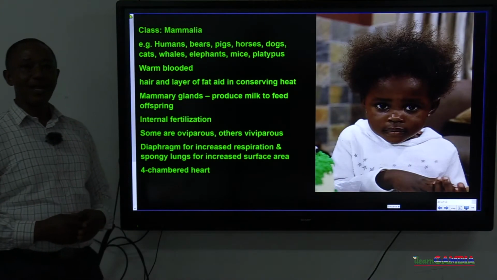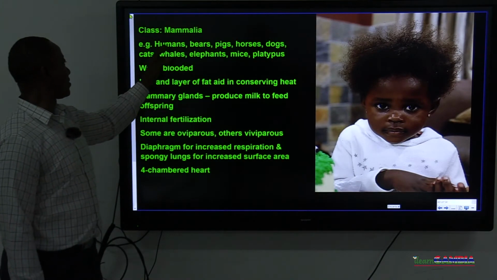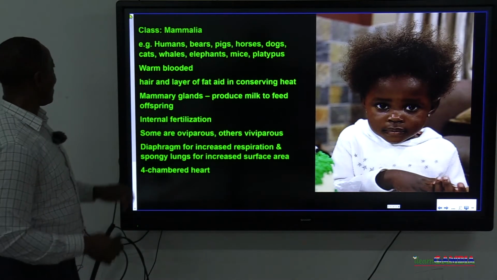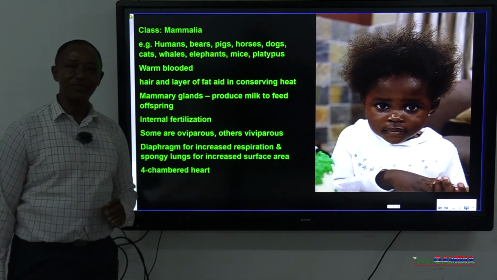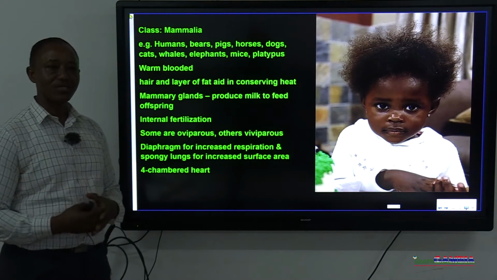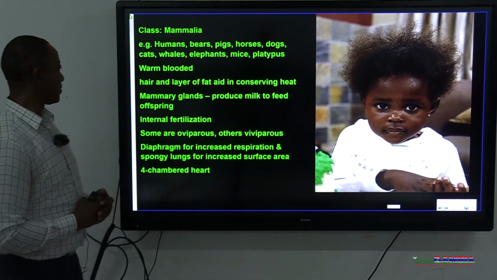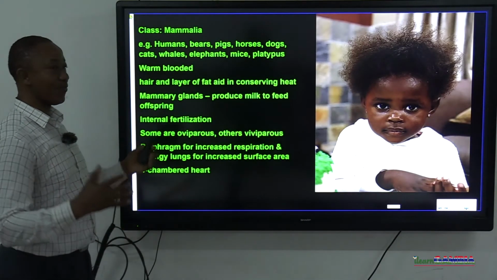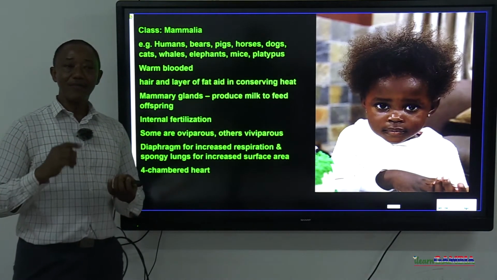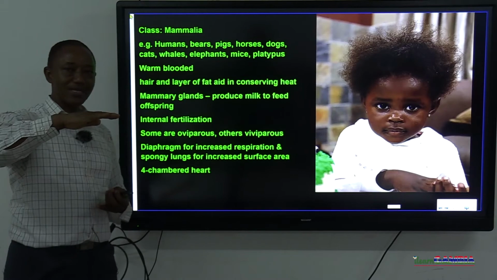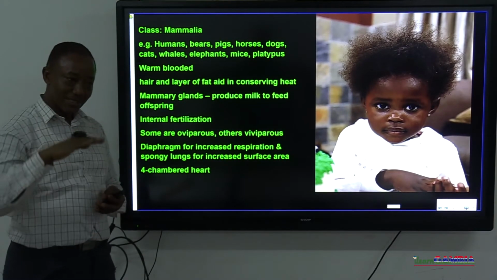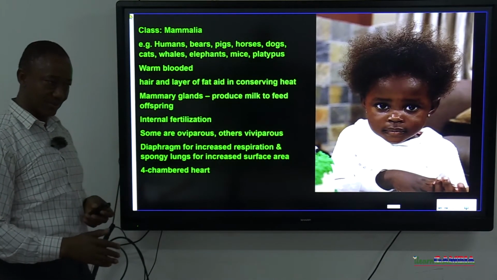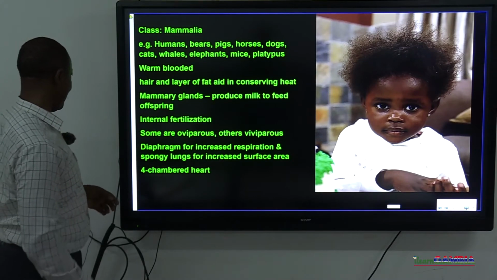Finally, we look at the class Mammalia. That includes us humans, bears, pigs, horses, and a lot more. We are warm-blooded. Like I said before, it means we're capable of keeping a constant body temperature. Sometimes there is a misconception that when you say warm-blooded, it means the body is always warm. Not necessarily. It's like we're able to keep a constant body temperature. If the place is cold, we have a certain body temperature we maintain. If the place is very hot, we still maintain the same body temperature. We don't go high because the place is hot, or go down because the place is cold. Our body is always at a certain body temperature.